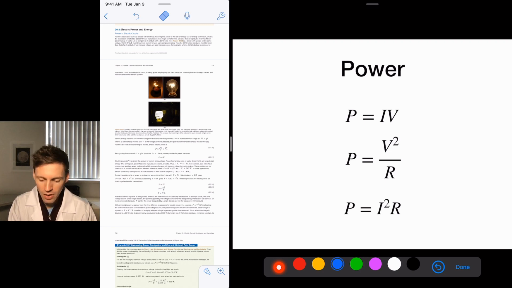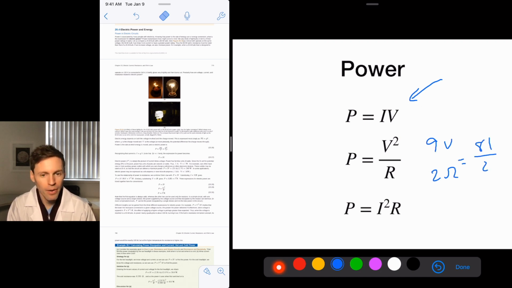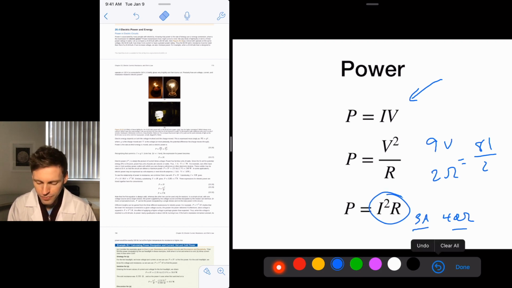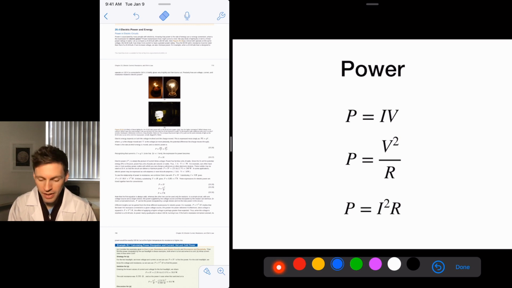I'm going to ask you, I've got a 9-volt battery using 1 amp of current. That's 9 watts. Okay, I've got a 9-volt battery with a 2 ohm resistor in the circuit. What's the power consumed by the resistor? 9 squared, 81 over 2 would be the power consumed by that. Or I've got a 3 amp circuit with a 4 ohm resistor. What's my power consumption in that circuit? I squared R, 3 amps squared times 4 ohms. So you're going to be doing that all the time.